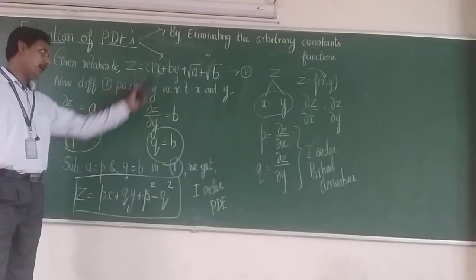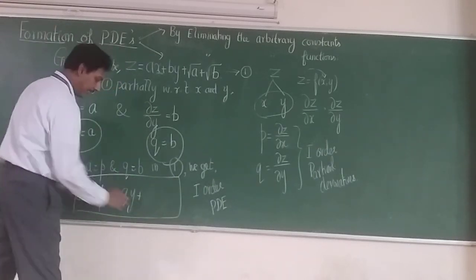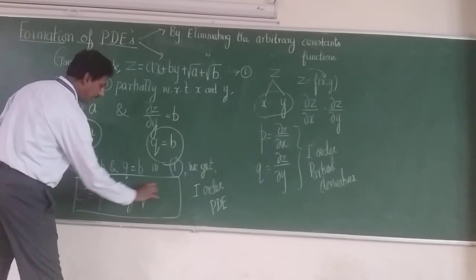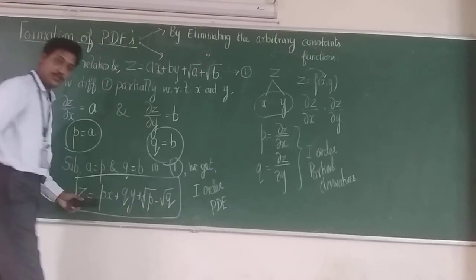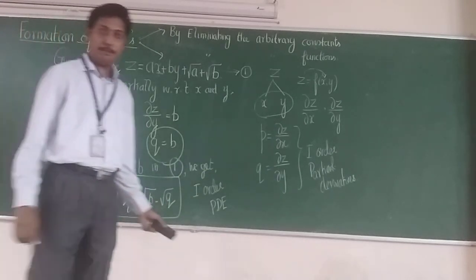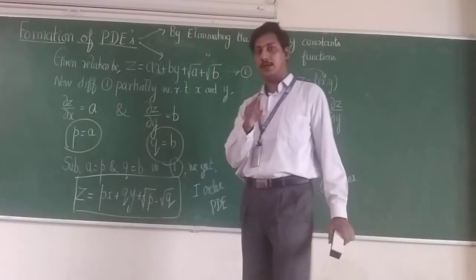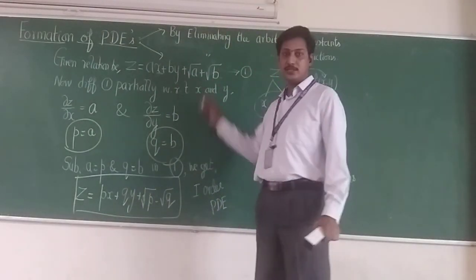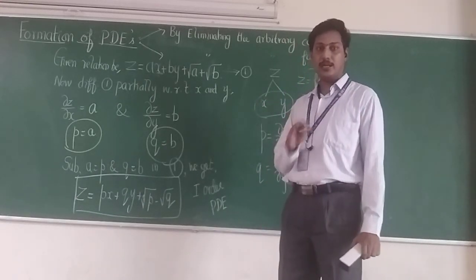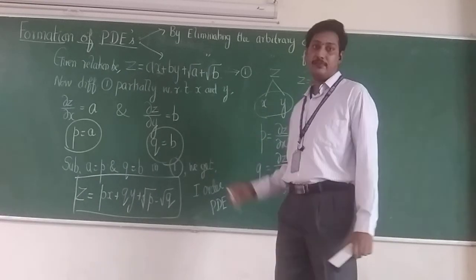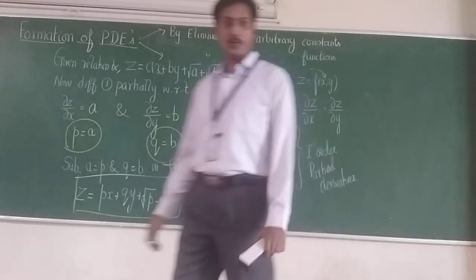So when we substitute a equal to p and b equal to q in equation number 1, we get the answer z equal to px plus qy plus root p minus root q. So this is once again the partial differential equation of order 1. Why is it order 1? Because the number of arbitrary constants is 2 and the number of independent variables is also 2. So they are in equal number, so that's why we get the first order. Got it? Let us see the other one.